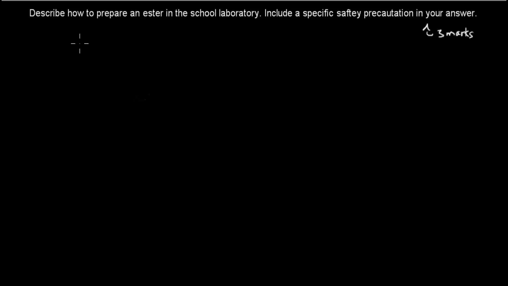The question itself says, describe how to prepare an Ester in the school laboratory. Include a specific safety precaution in your answer. That's worth 3 marks. So when you're ready, pause the video and attempt the question.